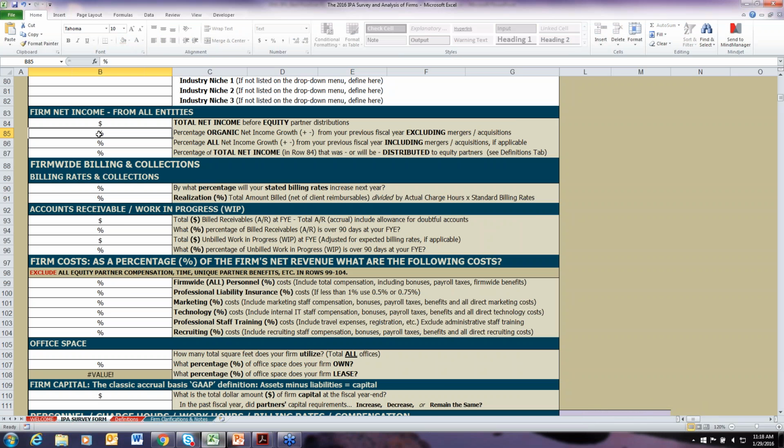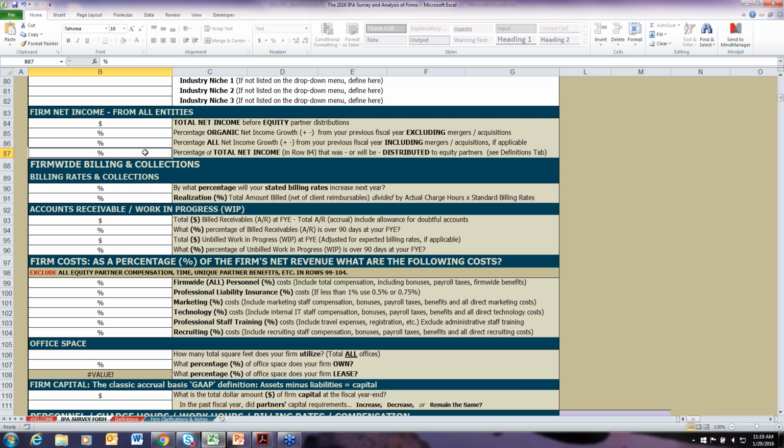Rows 85 and 86 ask for the organic and all growth of net income from the previous fiscal year. For the organic growth, as above, don't include the effects of mergers on net income percentage growth or decline. Any income that was generated from revenue from existing clients brought into the firm through lateral hires or a partner with an existing book of business should be included in the firm's organic growth. The all growth number in net income from the previous reporting year includes all sources of income, including mergers.